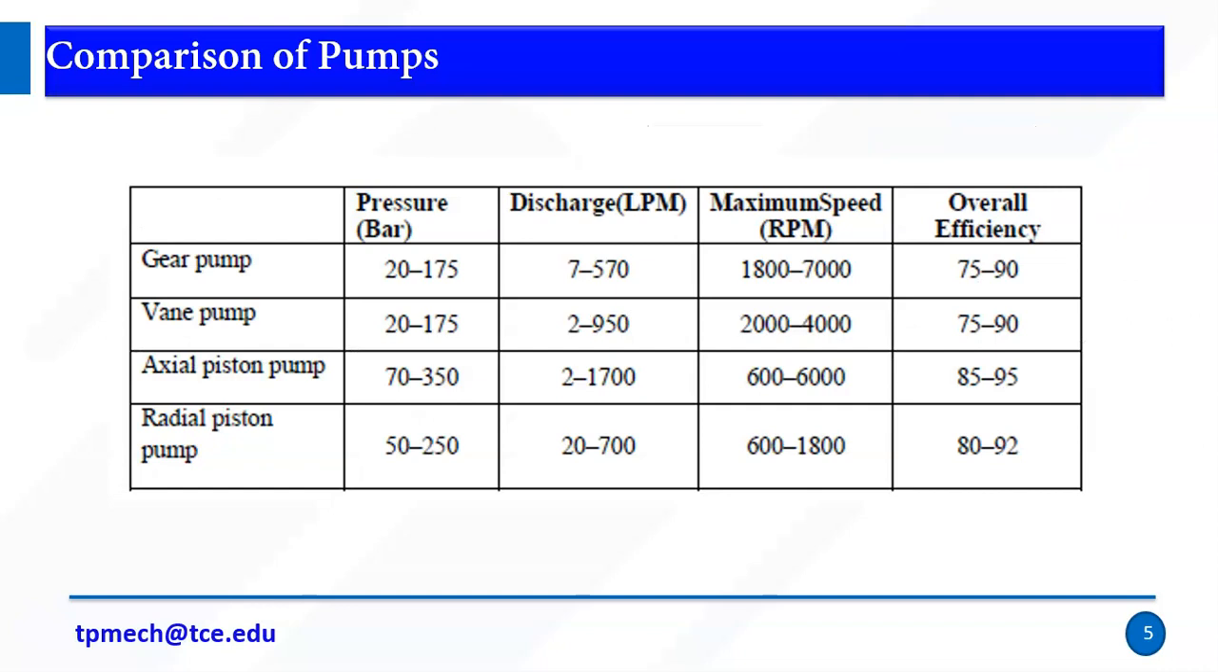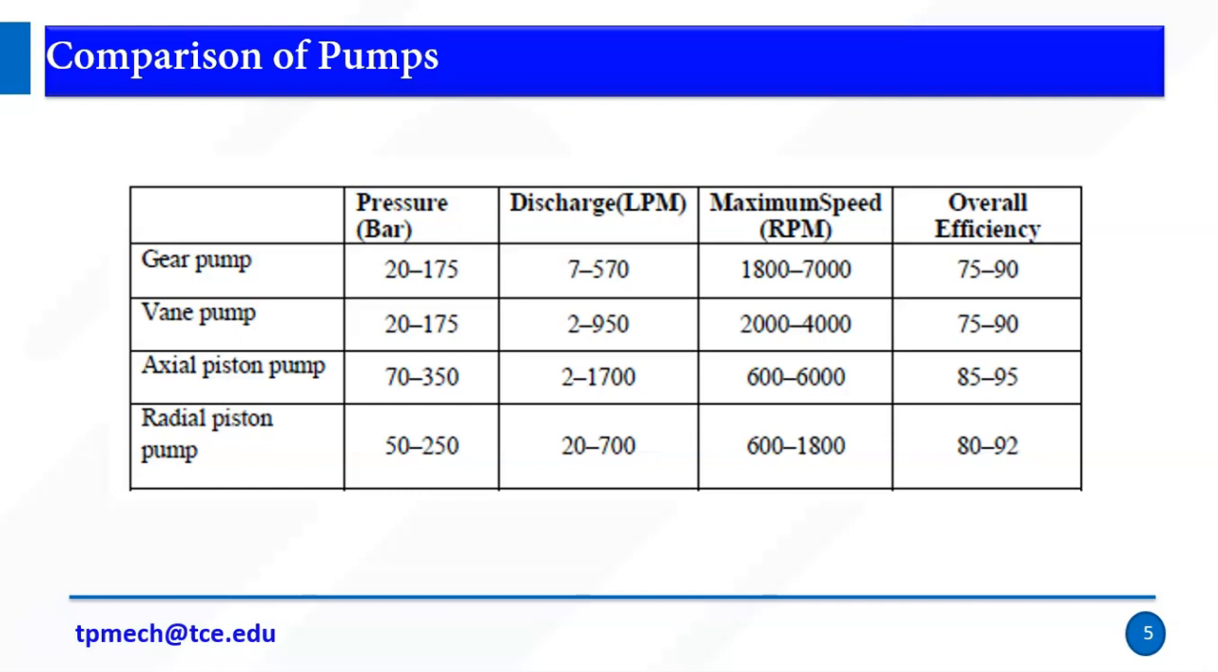So this table shows the comparisons of various pumps, right? The comparisons between the pressure, discharge, speed, and overall efficiency. If you consider gear and vane pumps, both have the same working pressure, 20 to 175 bar. The medium is the radial piston pump, which may be 50 to 250. If you want high pressure, then you go with the axial piston pump.